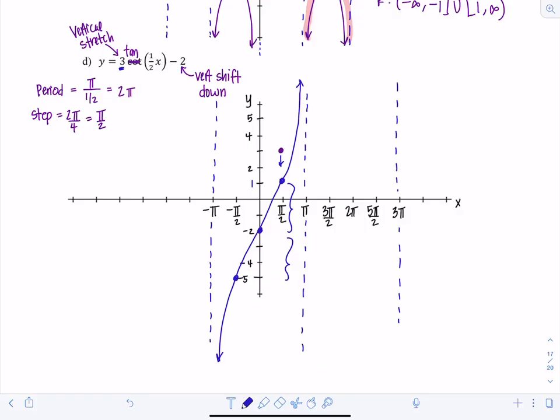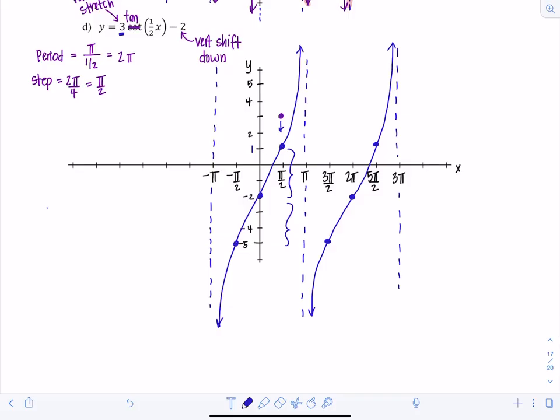And then you can just kind of match the other points. So halfway through at 2 pi, it's going to have a y value of negative 2. Just copy over everything. At 3 pi over 2 will be at negative 5. And then at 5 pi over 2 will be at positive 1. Okay. Good, good, good. So now let's list out the domain and range.